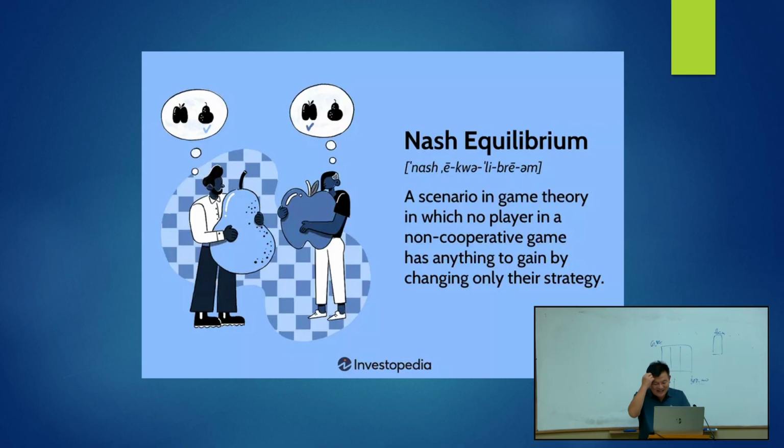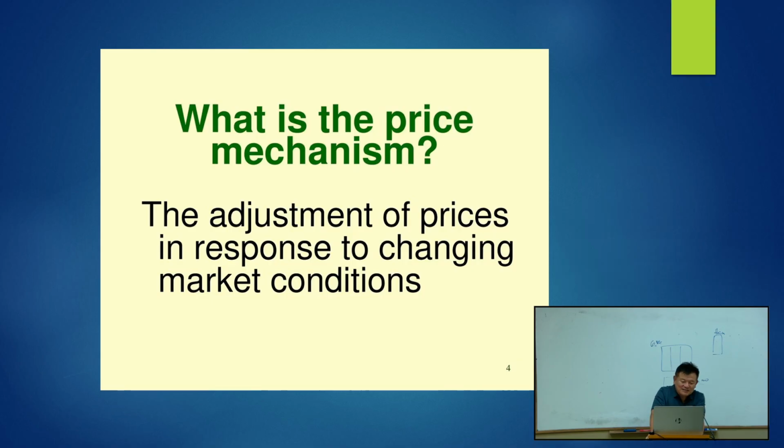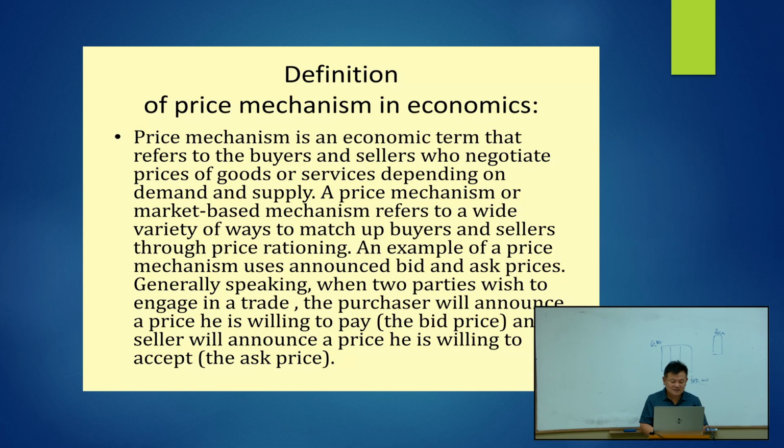But anyway, I would like to introduce the equilibrium. This is a mechanism, the price mechanism. What is the price mechanism? The adjustment of prices in response to changes in market conditions. I say the market equilibrium condition fluctuates, and then the price mechanism operates. So in economics, the price mechanism is simply this: conditions fluctuate in the market, and then finally they reach market equilibrium.